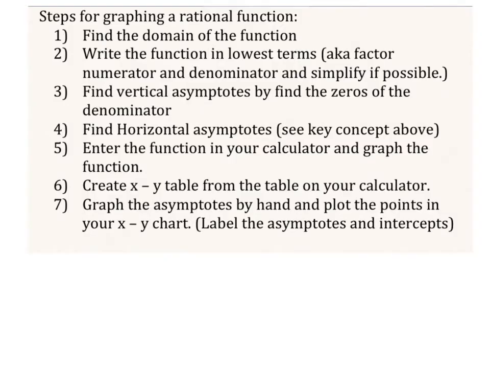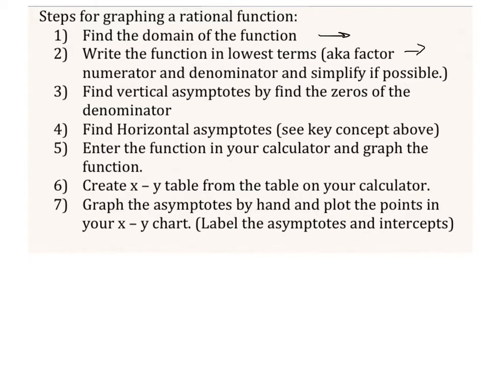Okay, so steps for graphing a rational function. I would make sure that I have all these steps somewhere nice and neat, because this is kind of what I want to see. Alright, I'm asking you to find the domain of the function. Then I'm asking you to write the function in lowest terms. And what that means is we're going to factor the top and bottom, and then simplify if possible.